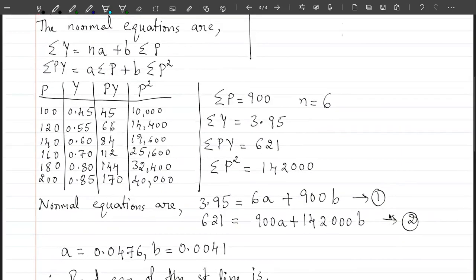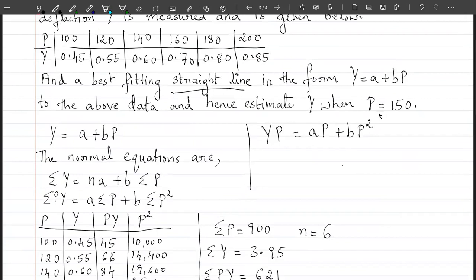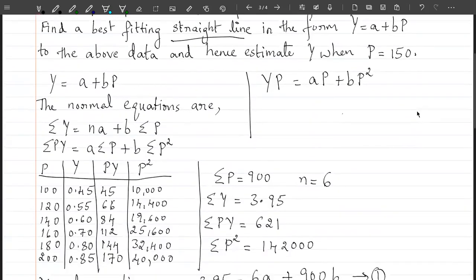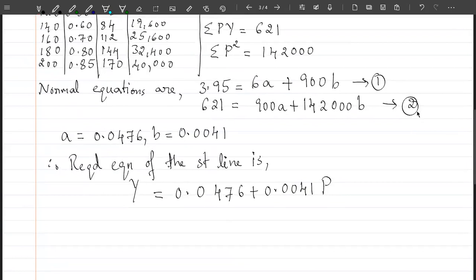Now in this case, the question is actually continued here. You have to find the value of Y when P is equal to 150. So what to do? After getting this equation over here, put the value of P as 150 and calculate the corresponding value of Y. So when P is equal to 150, what is the value of Y? The value of Y is 0.6626.